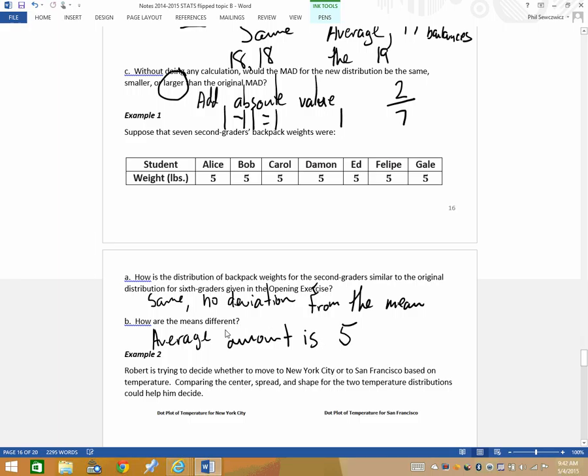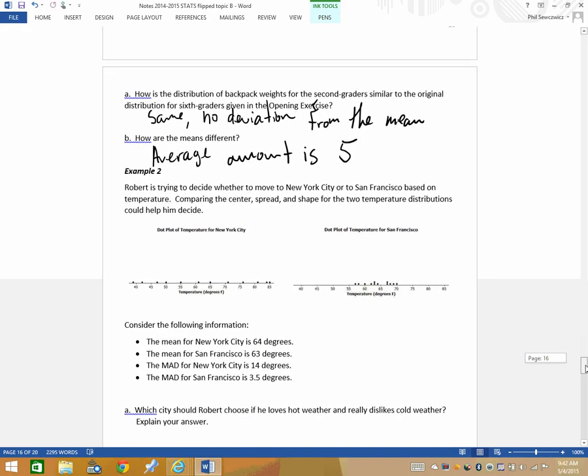But again, the deviation did not change at all, but now the mean has changed. So that's kind of what we want to watch for: just because one item changed doesn't mean the other is always going to end up changing.